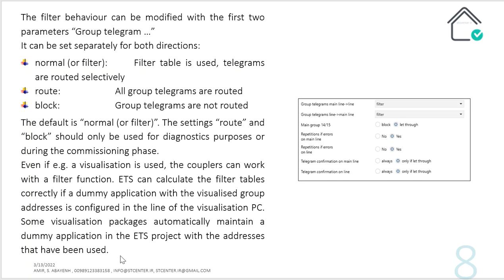First of all, some visualizations provide you a dummy application, so you have dummy objects. You use the dummy objects to link between the main line and your line, to let the ETS provide you the filter table that routes the telegram from the line to the main line. This is one of the options. Another option is to add your group addresses to the filter table manually in ETS. Later I will show you an example of how you can add or remove them manually. So this is important also.